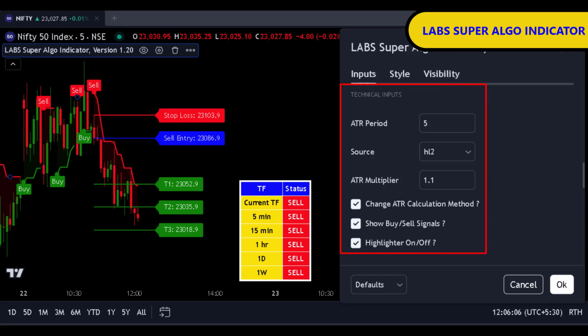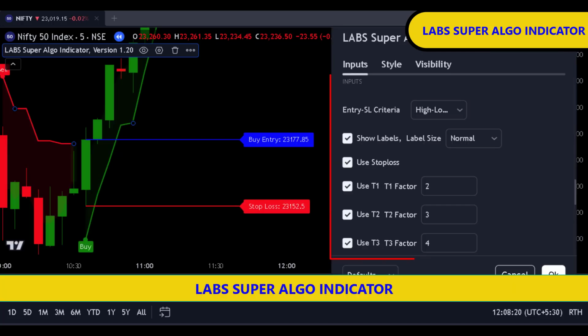Here below, you can see some technical inputs of this indicator. You may modify them if you want. These are some more technical inputs. You may modify them if you want. From here, you can adjust where the entry and stop loss levels will be placed on a candle.